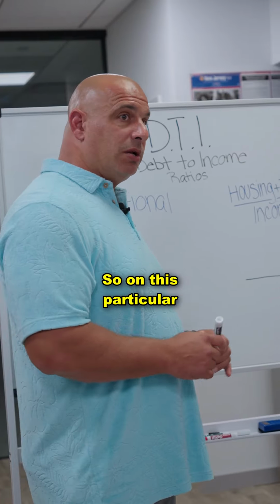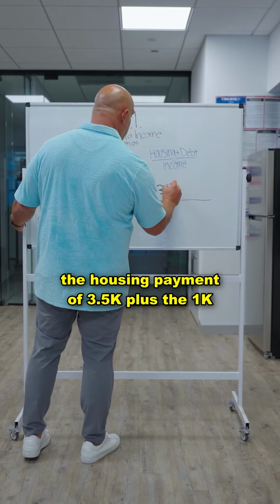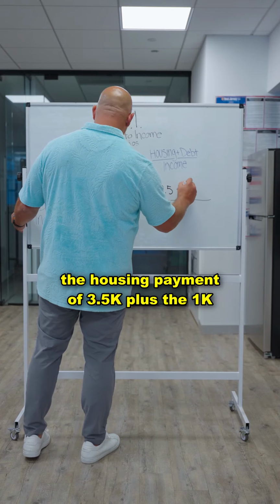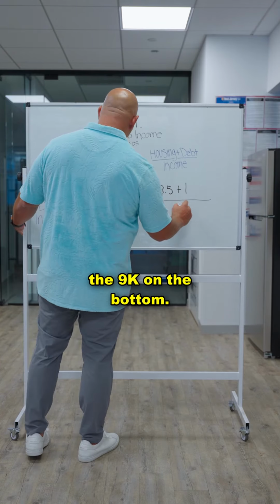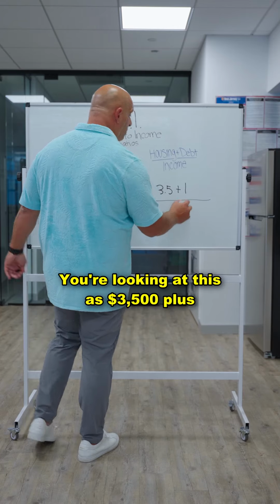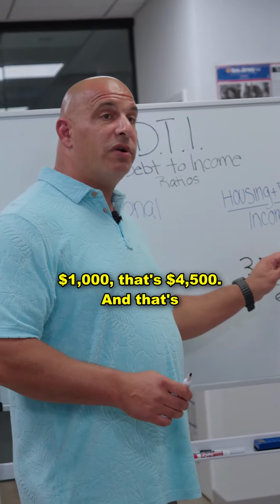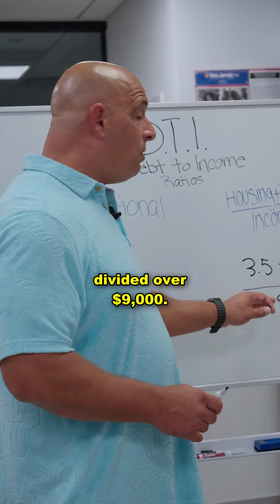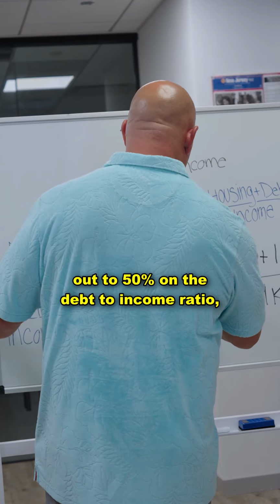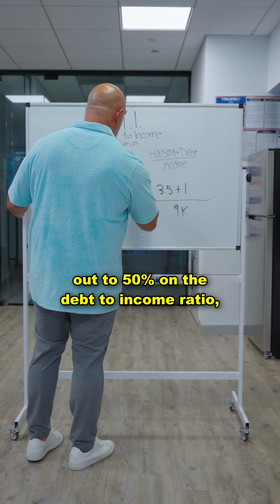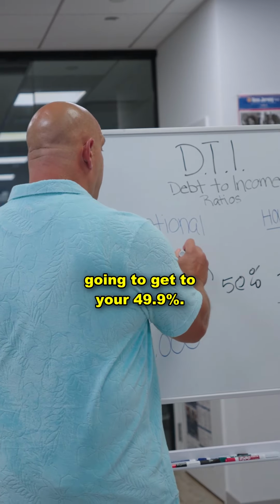So in this particular situation, if I was to take the housing payment of 3.5 plus the 1, and then on top of it, I have the 9 on the bottom, you're looking at this as 3,500 plus 1,000, that's 4,500, and that's divided over 9,000. And with that being said, you come out to 50% on the debt to income ratio. That's as close as you're gonna get to your 49.9.